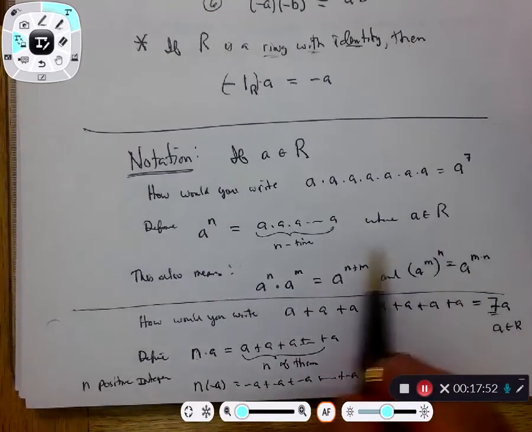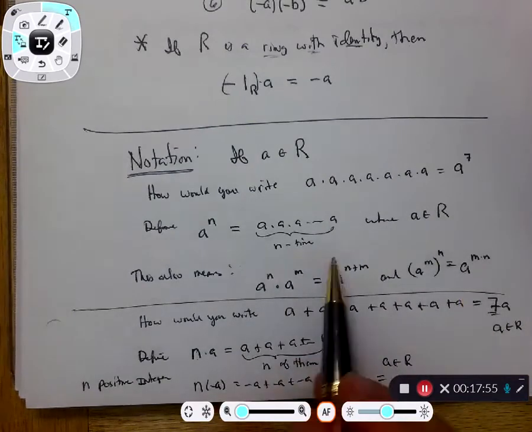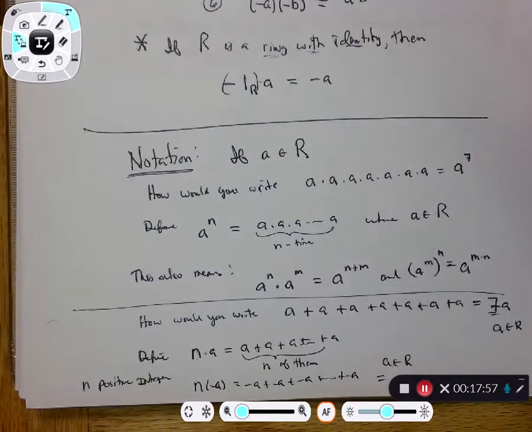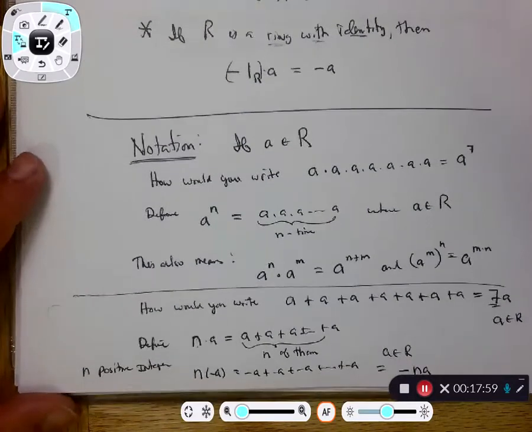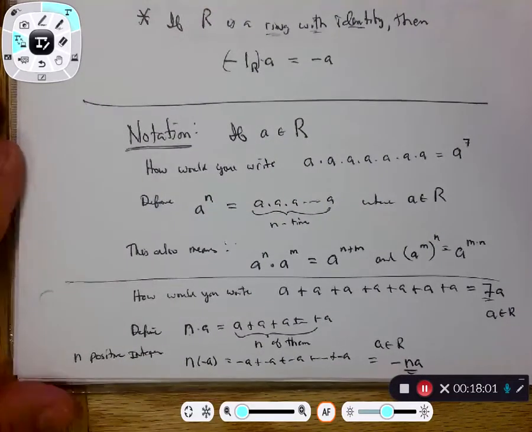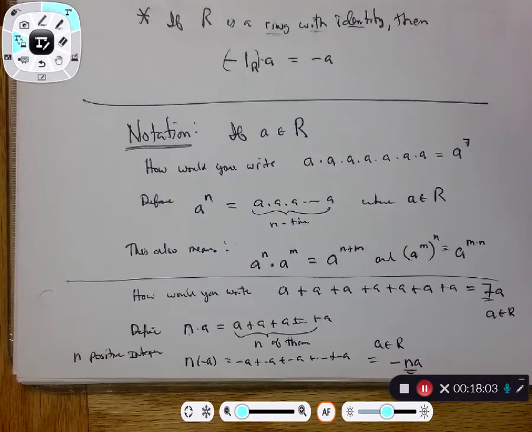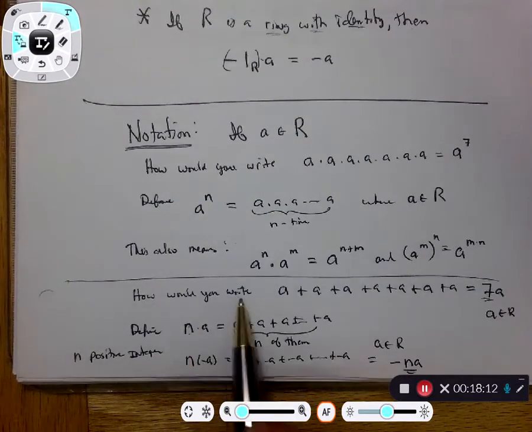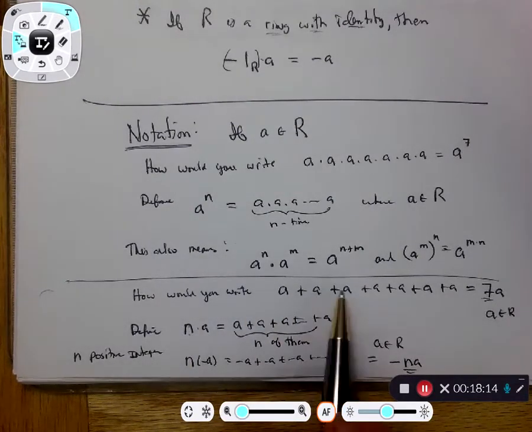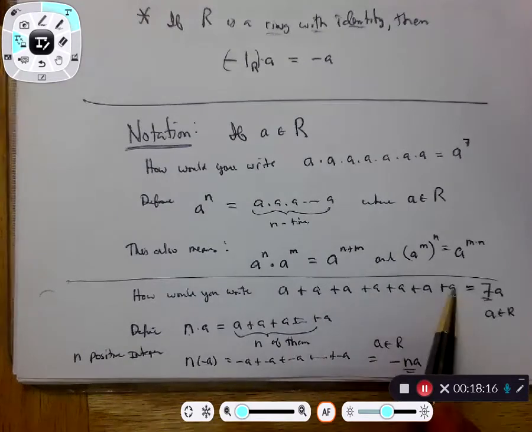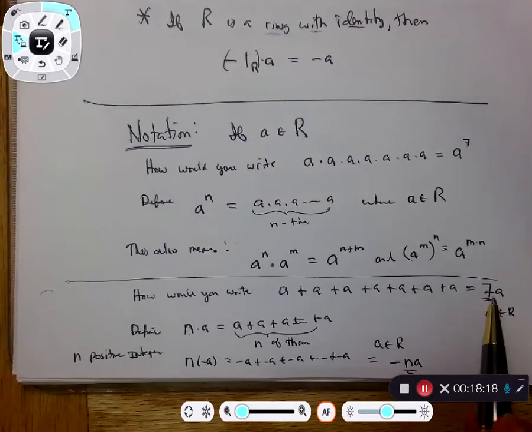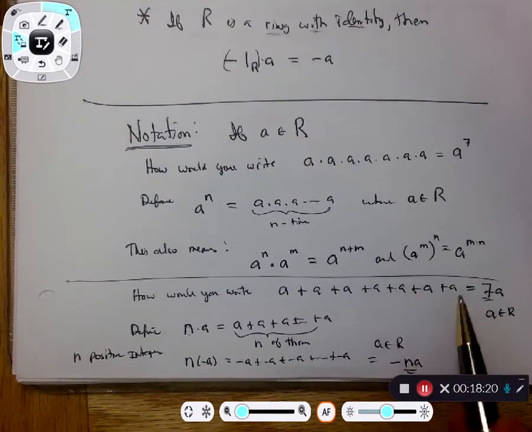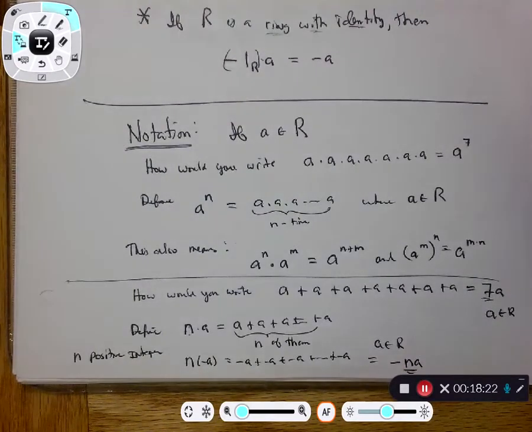So the property of exponents still holds even when your base is an element of the ring. Now here's one that kind of frustrates some students, and logically so, but it's again trying to put in that algebraic structure from high school, and that is this. How would you write out a plus a plus a plus a plus a plus a plus a? We have 7 a's here, so that would be 7 times a in the good old days of Algebra 1 in the junior high school there.